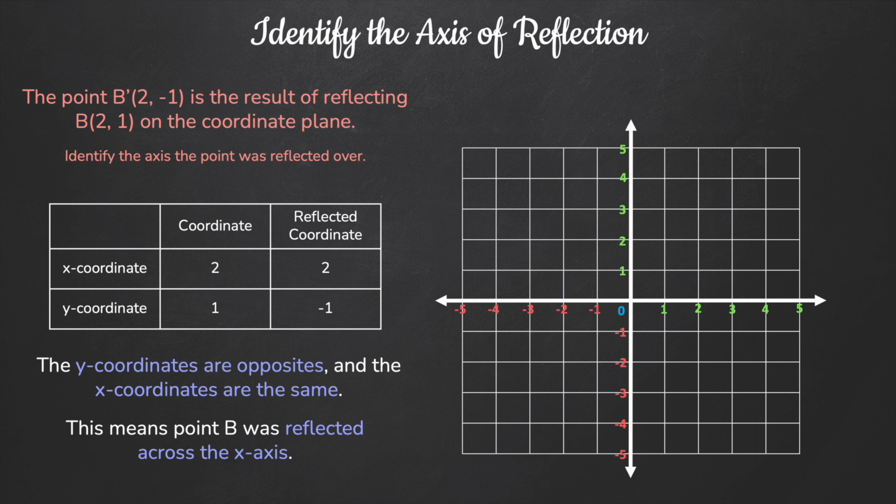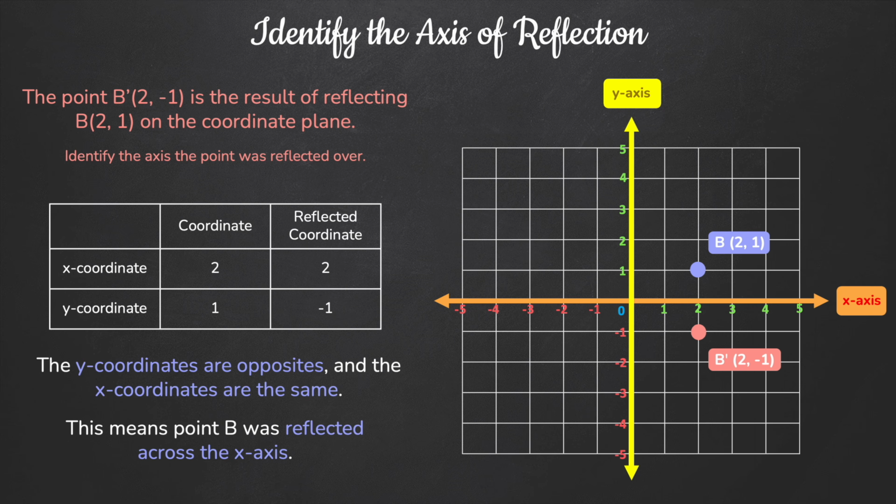So let's have a visual so that we could see that. So again, here we have our x-axis and our y-axis. Here we have B and B prime. And if we take a look at B, we could see that this is 1 unit above the x-axis, and B prime is 1 unit below the x-axis. And we could see that they are mirror images of each other over the x-axis. So, point B was reflected over the x-axis to get B prime.